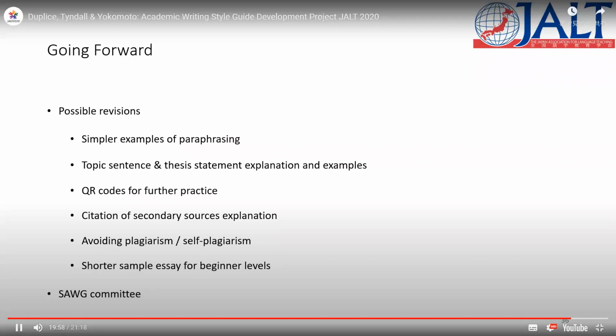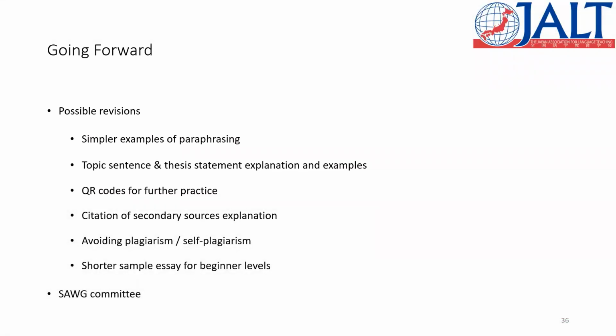Some of the possible revisions include simpler explanations or examples of paraphrasing, especially for the introductory level classes, topic sentence and thesis statement explanations and examples, QR codes for further practice that teachers can assign, citation and secondary source explanation. This is something we didn't include, secondary sources that some teachers asked for. Avoiding plagiarism and self-plagiarism is another addition we're thinking about revising and including in the next edition. And shorter sample essays for beginner levels. The one we have currently seems too long for the beginning levels.